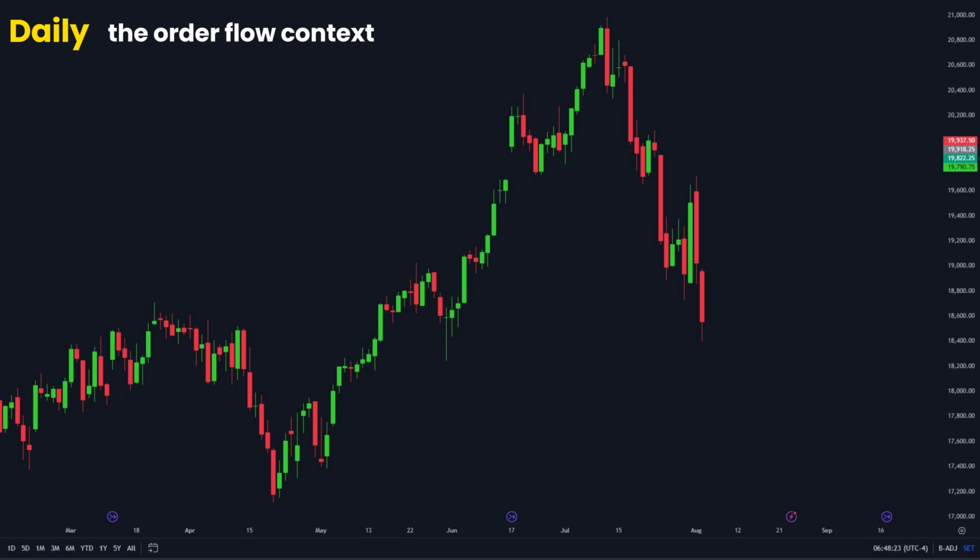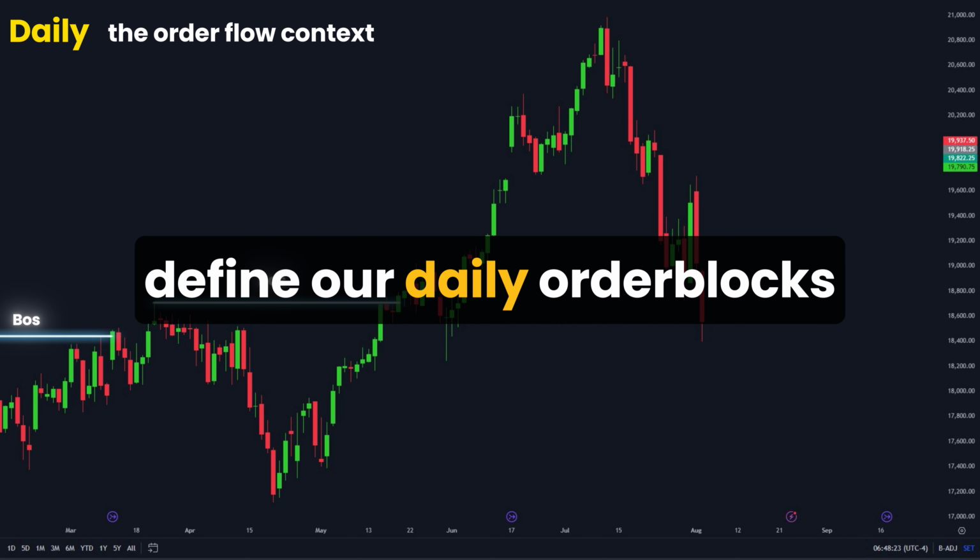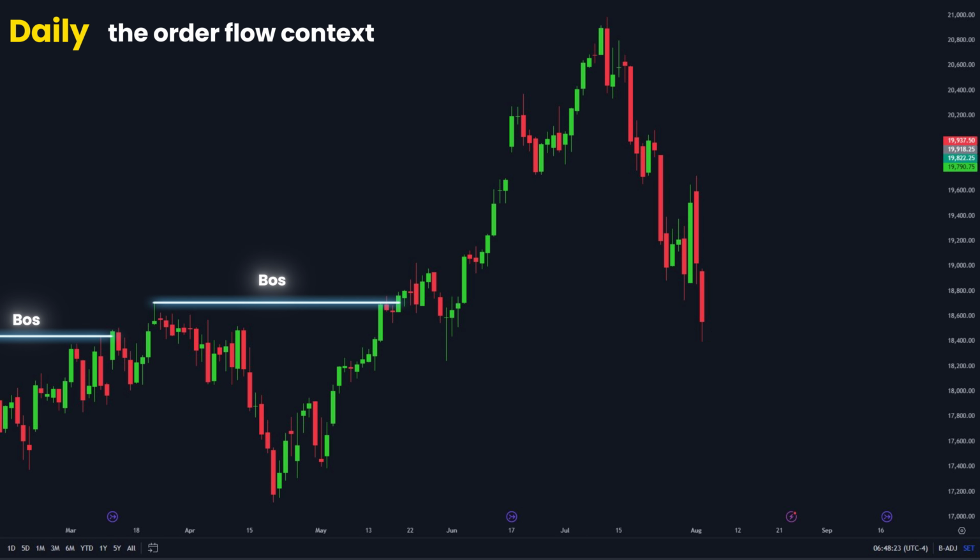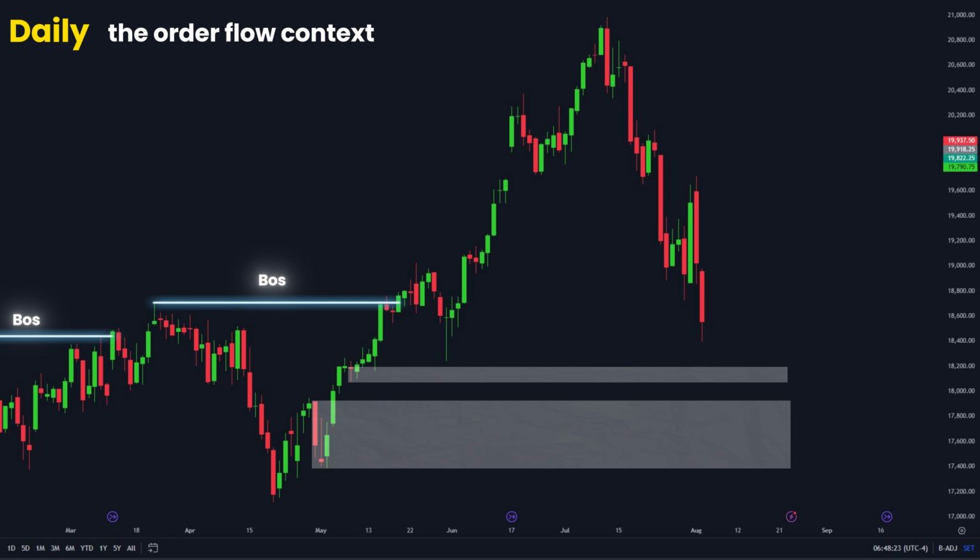In this situation, we have a bullish order flow because the market has kept on breaking the structure to the upside, and the current context is that the market is making a pullback to potential order blocks. So the next step is to define our daily order blocks. As we can see, we have these potential order blocks that were the last sell before the upward move that caused the break of structure.